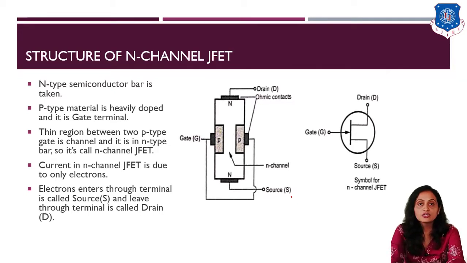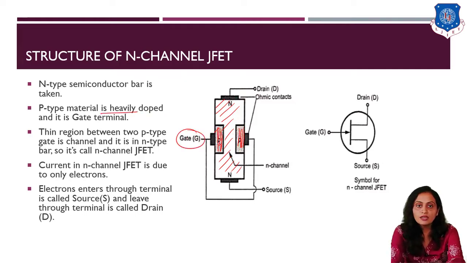Now we will see the structure of N-channel JFET. This is a junction field effect transistor because a junction is formed here between N-type and P-type material. This bar is an N-type semiconductor bar, and in this N-type semiconductor bar we have two regions which are of P-type, and this P-type region is nothing but the gate.